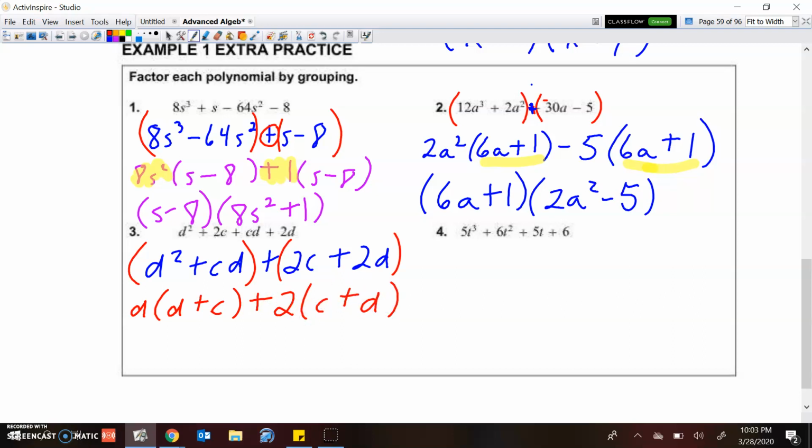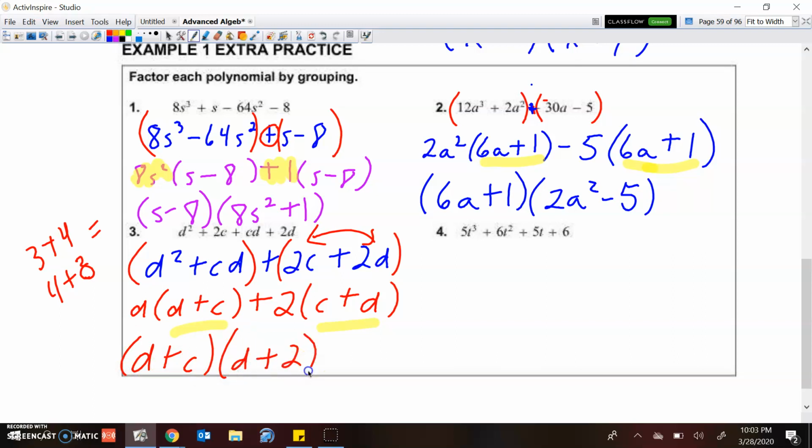Now you might say, whoa, wait a minute, they are not the same, but isn't 3 plus 4 the same as 4 plus 3? Yeah, they're the same thing. They're just written in a different order. So that's okay. So I'm able to pull out a d plus c, or you could write that as c plus d, it doesn't matter. My second parenthesis is d plus 2. Okay? Now, if you're not sure if you're on the right track, you can always go back and FOIL.